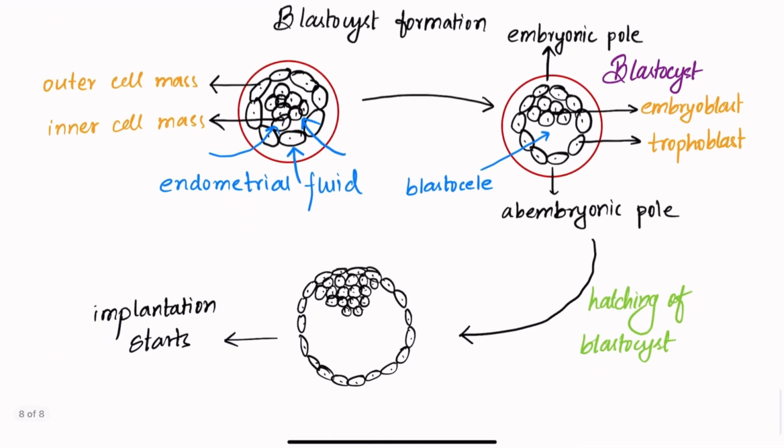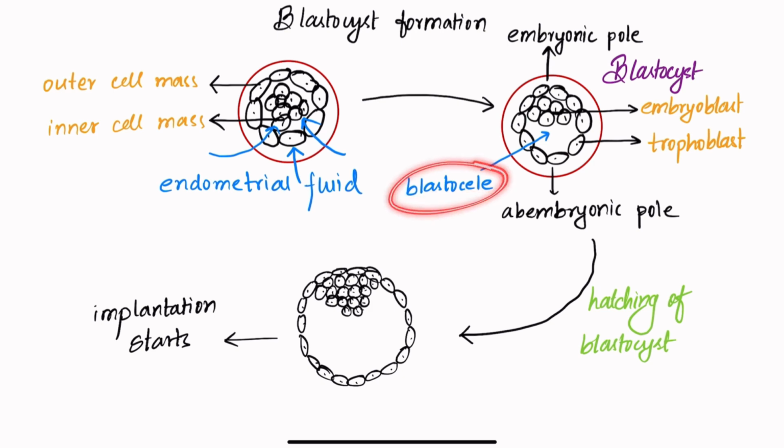Next, blastocyst formation. So we have reached this particular structure. It contains the inner cell mass surrounded by the outer cell mass, and this is still present inside zona pellucida. This particular structure reaches your uterus, and the uterus contains endometrial fluid. The endometrial fluid penetrates through zona pellucida. As a result, a large cavity is created which is filled with endometrial fluid, and this cavity is called blastocele.